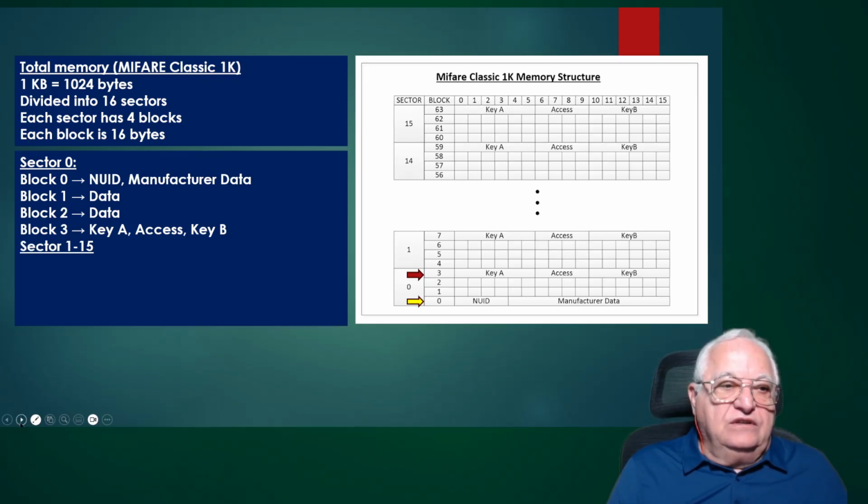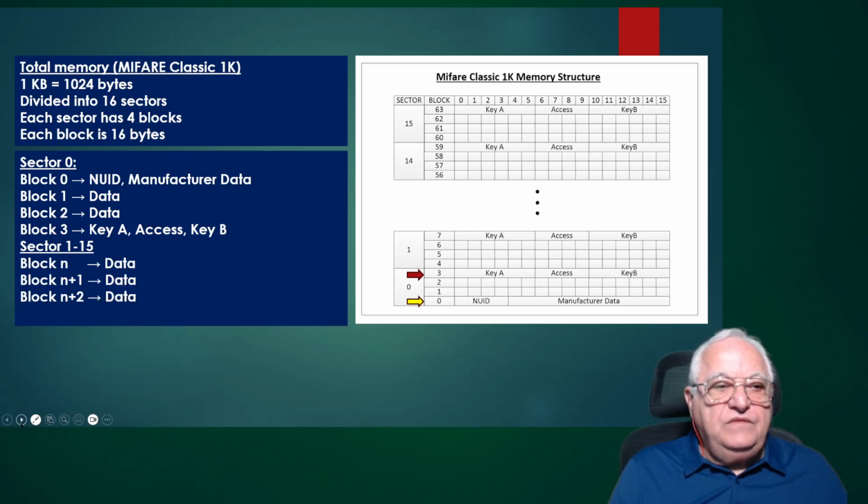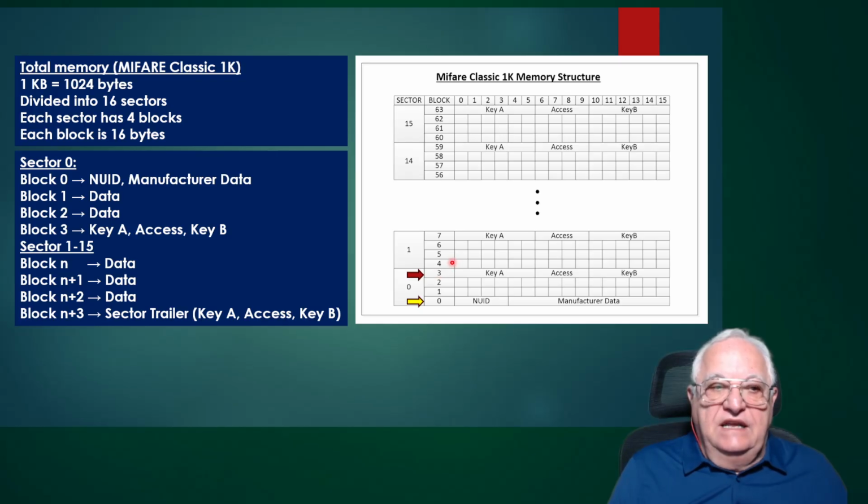Now, sectors 1 through 15. First we talked about sector 0 because it's unique, because it has block 0 with special information. Now let's talk about the other sectors. You can store data in them. So for example, you could have blocks 4, 5, 6 where you can store data. In block 7, you're going to have key A, access, and key B.